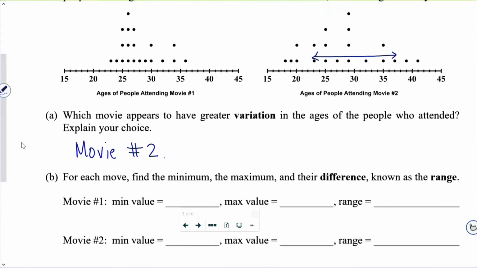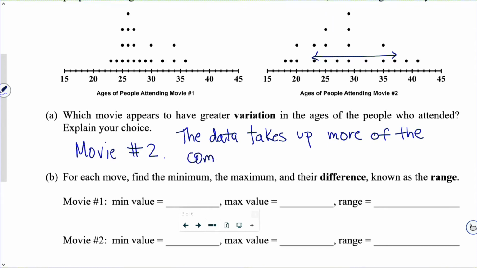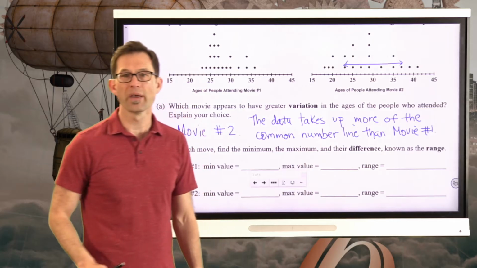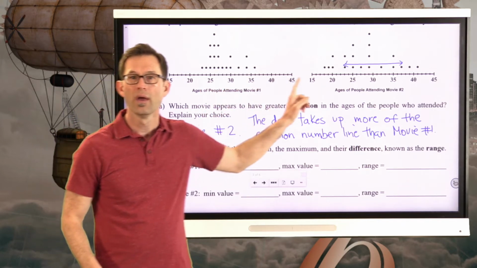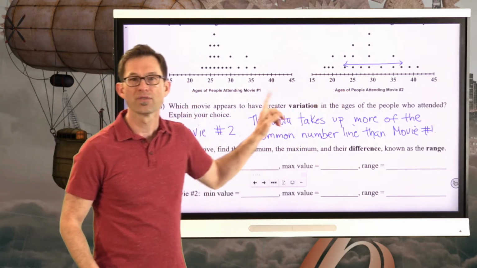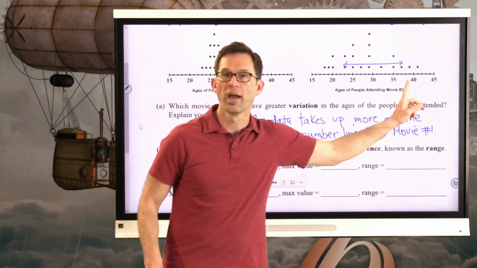But I'm going to just say the data takes up more of the common number line than movie 1. Right? Just takes up more space, right? There's no ages here that are below like 23 years old, but we get some teenagers in here. Right? And there's no ages in here that are above 36 years old, and yet we've got a few of them out here.